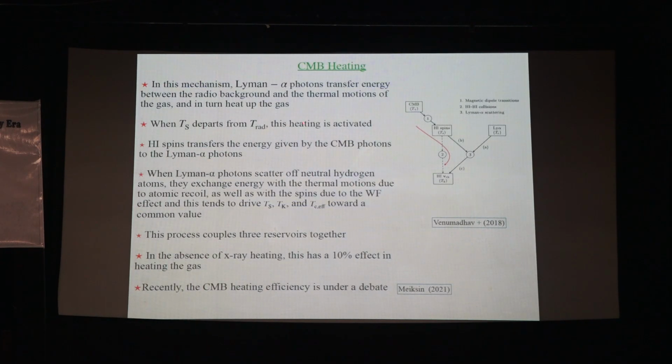Another heating effect is the CMB heating, which is a mechanism in which the Lyman alpha photon transfers energy between the radio background and the thermal motions of the gas, and this in turn heats up the gas.